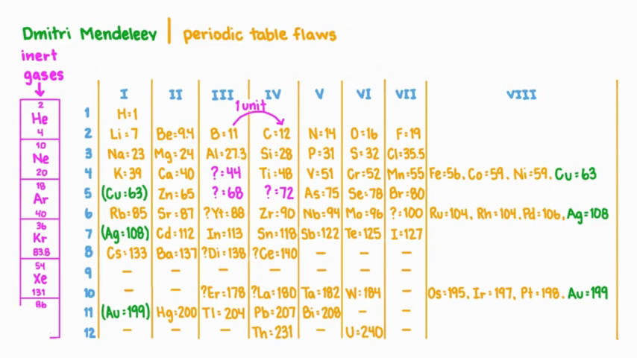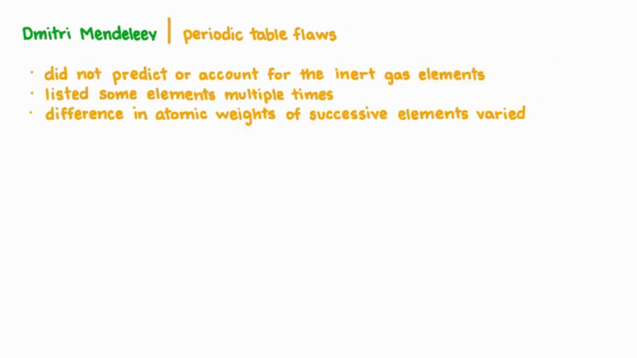The atomic weights of boron and carbon differed by 1 unit, but the atomic weights of carbon and nitrogen differed by 2 units. This made some scientists question whether there were more undiscovered elements that belonged in between some of the elements on Mendeleev's periodic table. More flaws became apparent as further scientific discoveries were made.